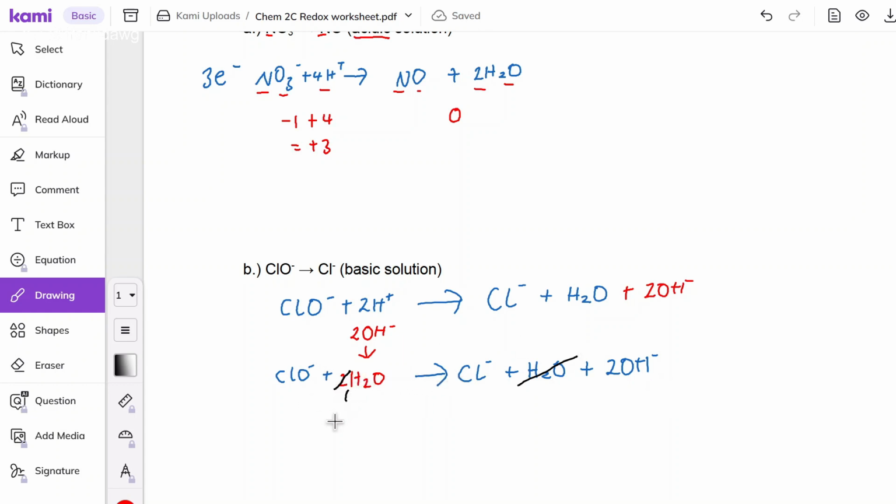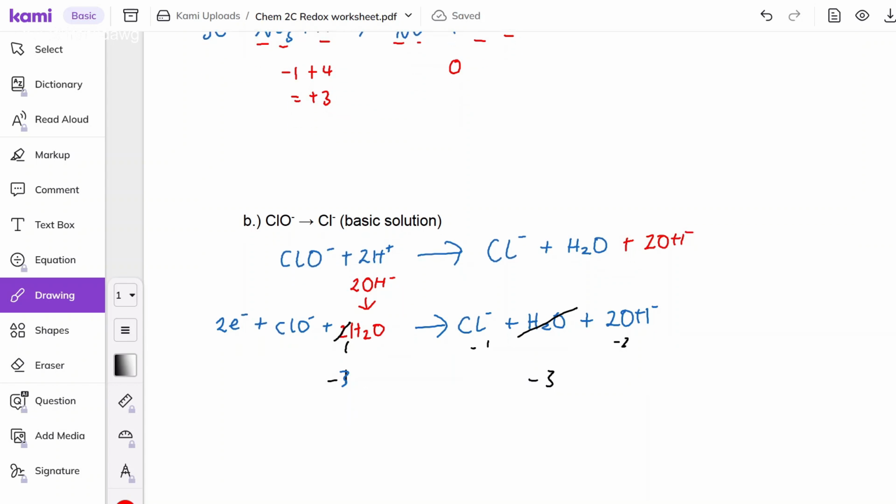Now we do the charges at the end. This side has a charge of -1. This side has a charge of -1 plus 2 negative ones: -2, -1, -3. So we have to balance the left side to also give us -3. And we do that by adding 2 electrons, 2 negative electrons. That makes the charge -3 now, and they both match.